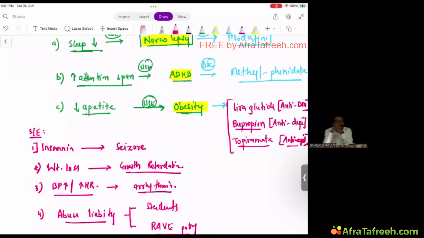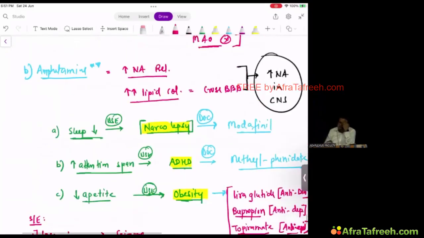Liraglutide, anti-diabetic, we'll discuss in the diabetes chapter. Bupropion, antidepressant, we'll discuss the drug in treatment of depression. And topiramate, anti-epileptic drug, we'll discuss in the epilepsy chapter. All three drugs cause weight loss. There is no drug of choice for obesity. So these are three drugs which are commonly used nowadays. All cause weight loss. So amphetamines, important topic.